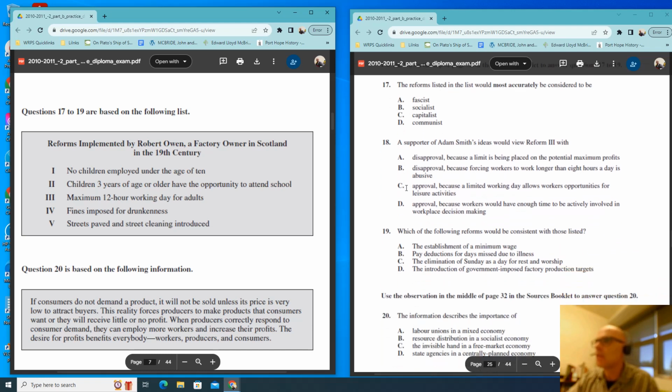Wow. A supporter of Adam Smith would view Reform 3, maximum of 12 hours working day. Well, if I believe in laissez-faire, I don't want any limits to be put on my working day. You know, maybe I need to work 15 hours to make more money. Maybe I want to work more than 12 hours. So it's going to be disapproval because it's going to limit the potential maximum profits.